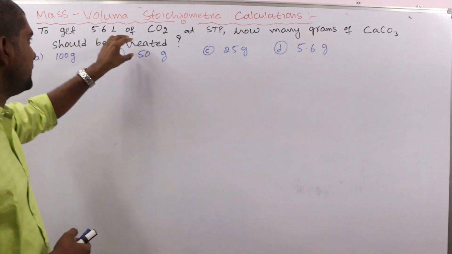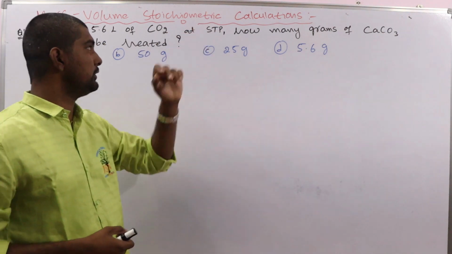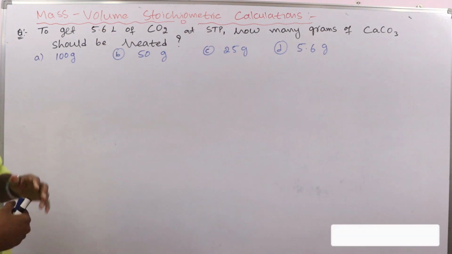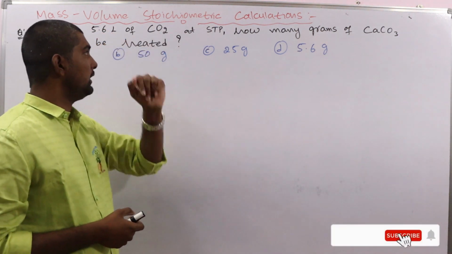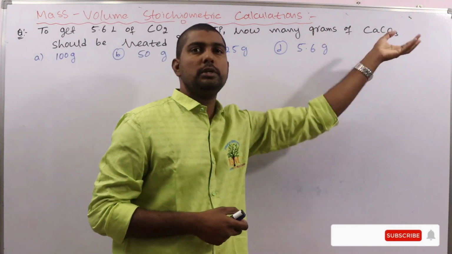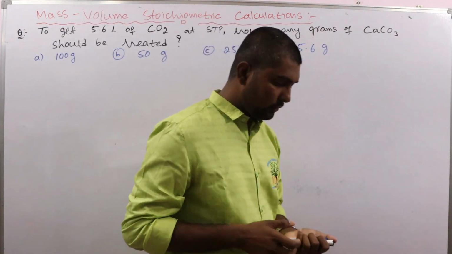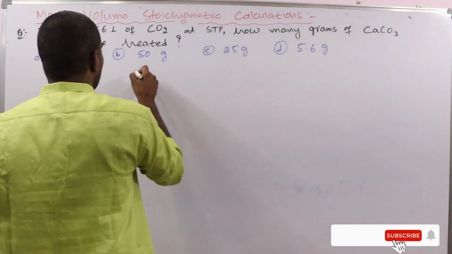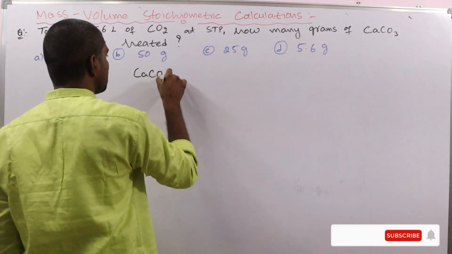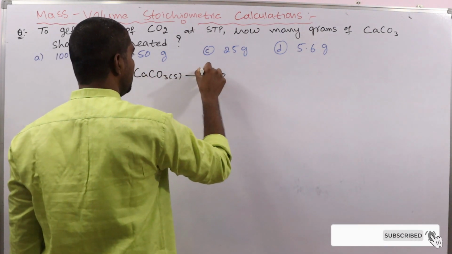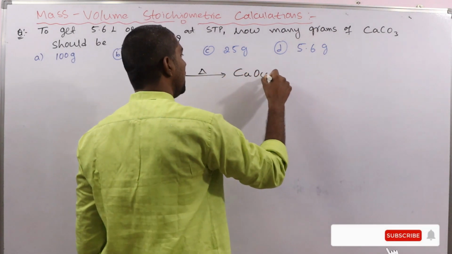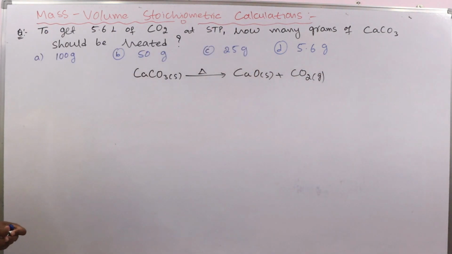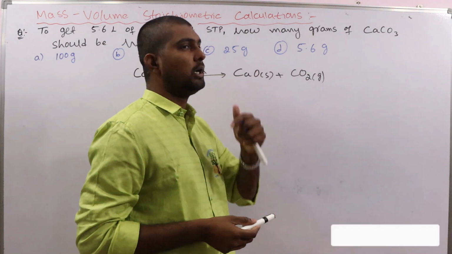To get 5.6 liter of carbon dioxide at STP, how many grams of calcium carbonate should be heated? So to get 5.6 liter of CO2, how many grams of CaCO3 should be heated? I already told you in the previous lectures also, the reaction we should remember. Calcium carbonate, when it is heated, gives calcium oxide plus carbon dioxide gas.